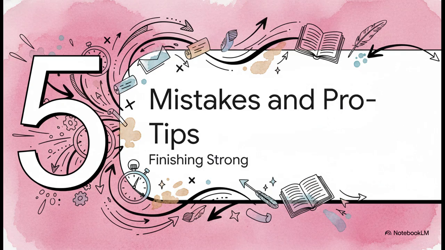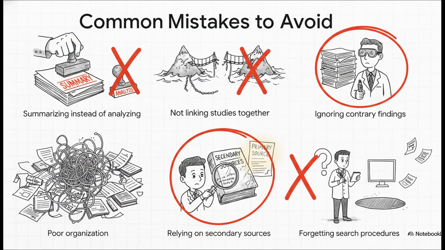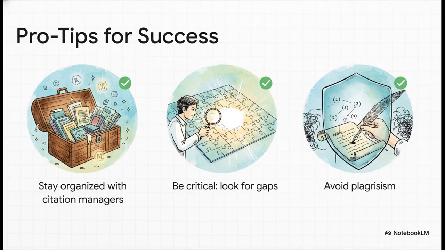All right, let's bring it home. We're going to do a little rapid-fire round of common mistakes you need to dodge and some pro tips to help you really knock this thing out of the park. Here are the big no-nos. We've hammered the summarizing one already. Also, a big one is ignoring research that contradicts what you're saying. You have to show the whole picture, debates and all. Keep it organized. Stick to primary sources whenever you can, and always, always tell your reader how you found your sources.